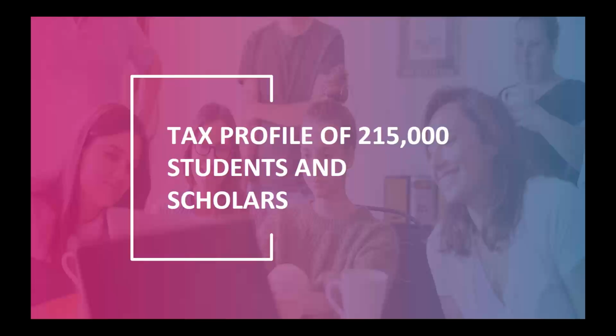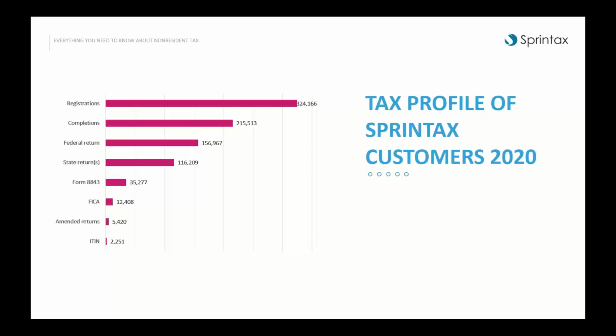But before we finish up and address any questions that might have come through, we have some interesting stats from last tax season here at Sprintax. From the 215,000 non-resident international students, scholars and professionals who use Sprintax to prepare their tax returns. Last tax season, we had around 325,000 registrations versus around 215,000 completions. So you can see that there's a natural drop off there between those who registered and intended to file versus those who actually completed the process and filed. So just a reminder to keep taxes in mind, and if you have tax filing obligations, to make sure that you follow the process through, complete it, and actually file your tax forms.